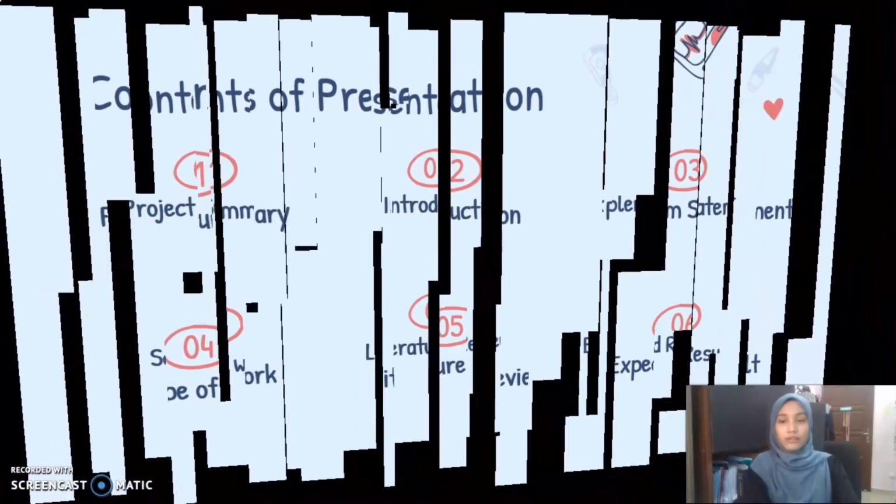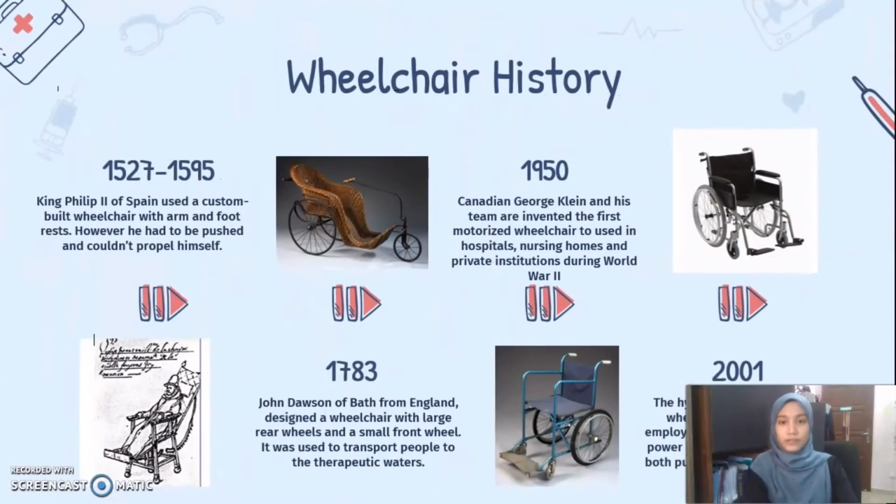Next, I will move to the history of the wheelchair. I will start with the study of the past, and here are a few wheelchair evolution highlights. Many of us can't help but think of wheelchairs when spinal cord injury is mentioned. In 1595, King Philip II of Spain was caged in a wheelchair, but at this time he was pushed by himself.